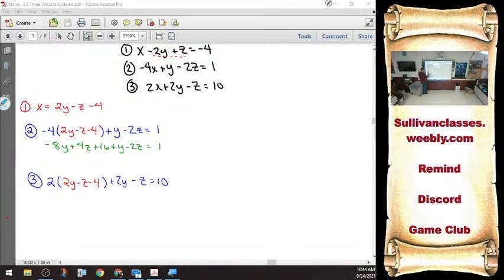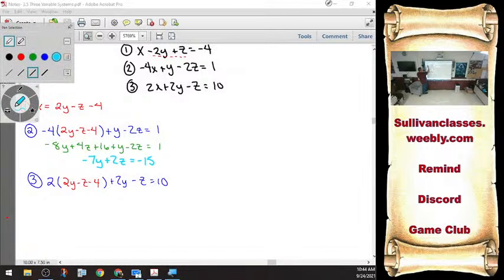Okay, I see -8y plus y is -7y. I see 4z's minus 2z's is plus 2z. And I'll subtract that 16 over so it's in standard form. Variable, variable, constant.